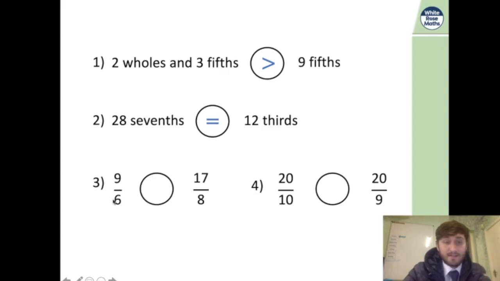Next, with number 3, 6 goes into 9 just once, so I've got 1 whole and 3/6. Then 17/8, well 8 goes into 17 twice, with 1/8 left over, so I've got 2 wholes on this one, so 17/8 is greater than 9/6. And then finally, 20/10, that's 2 wholes, but now I've got 20/9, so I've got 2 wholes and 2/9, so 20/9 is actually greater than 20/10.